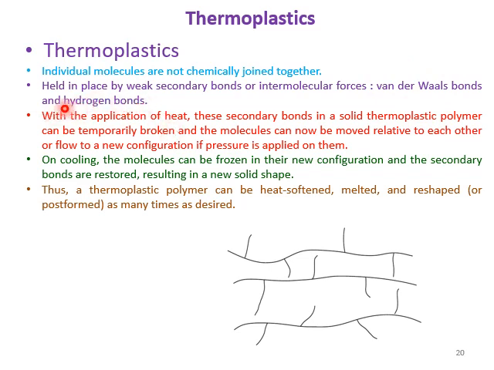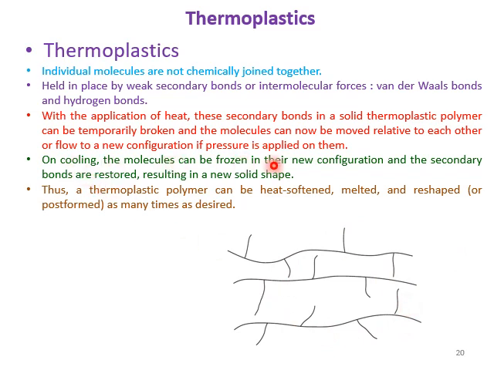So what are these? You should go and clear your basics of 12th standard again, right? With the application of heat, these secondary bonds in solid thermoplastic polymers can be temporarily broken and the molecules can be moved relative to each other or flow to a new configuration if pressure is applied on them. So that is what I was saying. Once heat is applied, these bonds will break, and if you apply pressure, then they can move relative to each other, and if you then cool it, they will freeze in that new position, right?